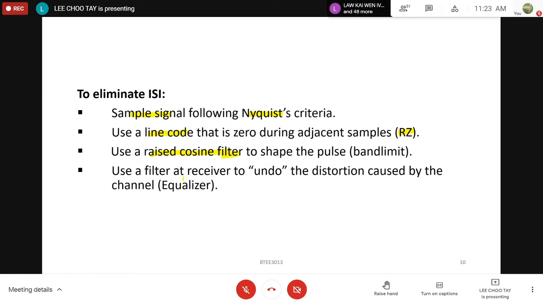Then at the receiver, a filter must be used to undo the distortion caused by the channel. This filter is called an equalizer. That's why at the receiver, you often see the matched filter or equalizer filter. This filter is to undo the distortion caused by the channel, so it's channel dependent. Depending on the type of channel, you have to design the correct filter.